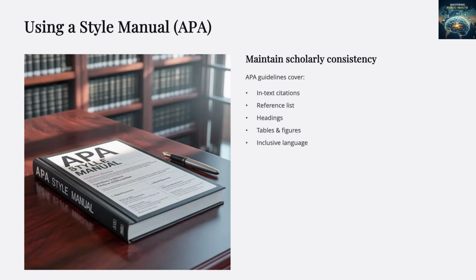Using a style manual. Consistency in writing matters. That's why most academic work follows a style manual. The most commonly used in research is the APA Publication Manual. It governs in-text citations, reference lists, headings, tables and figures, and inclusive and bias-free language. Learn and apply APA formatting to present your work professionally and ethically.